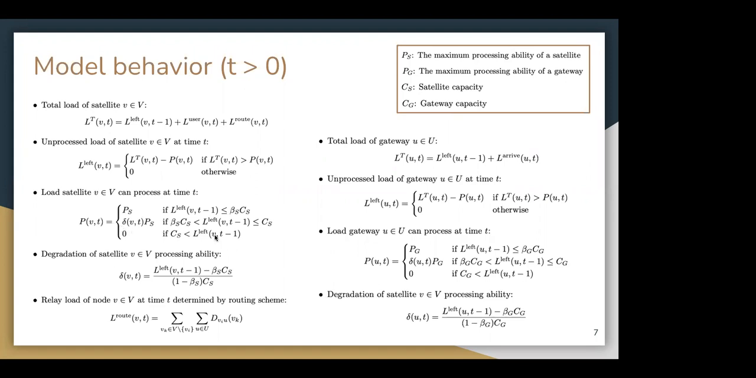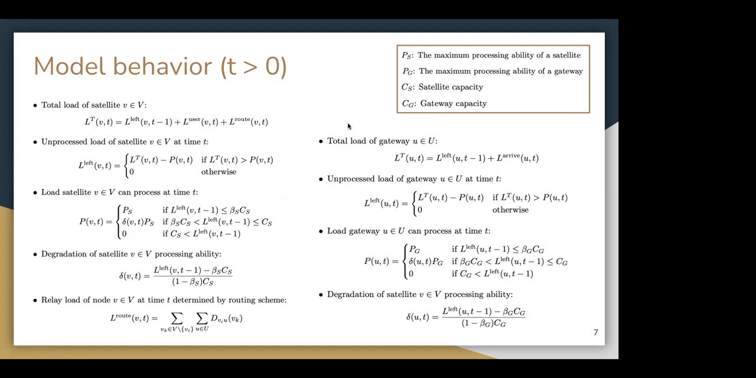And once the data load contained in the buffer surpasses this maximum capacity, then the processing capacity of a node is totally degraded. And so it is unable to process any data and becomes overloaded. Okay, a lot of these formulas are very much the same for gateways and satellites. There are small differences in the total load and whatnot.